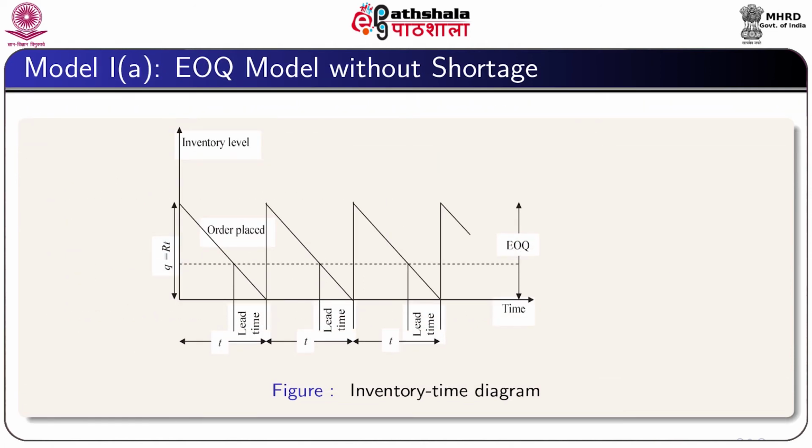This figure shows the inventory time diagram, and this diagram is drawn considering lead time as known, not 0. Initially the inventory level is Q at time 0, and since the demand is constant, the inventory level decreases and ultimately is reduced to some level called the reorder level, where the order for the next replenishment is made. Then the inventory level comes down to 0, and by that time the next order has arrived. So, the same cycle is repeated over time again and again.